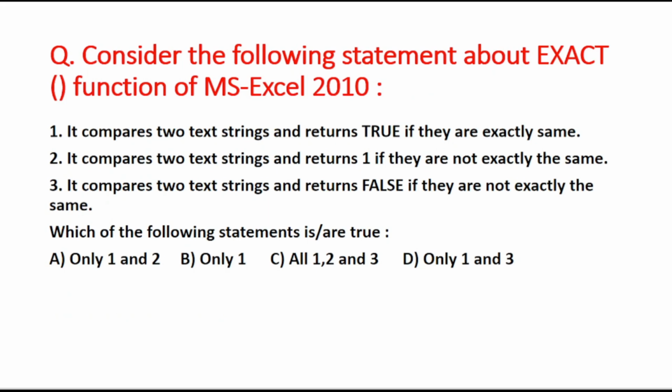Next question is, consider the following statement about exact function of MS Excel 2010. First statement is, it compares two text strings and returns true if they are exactly the same. And the second statement is, it compares two text strings and returns 1 if they are not exactly the same. And the third and the last statement is, it compares two text strings and returns false if they are not exactly the same. Okay, first statement is different and 2 and 3 are contradictory to each other. So which of the following statement is true about the exact function? Here are 4 options, so the correct one is the option D, that is 1 and 3. First statement and the third statement are correct about the exact function.